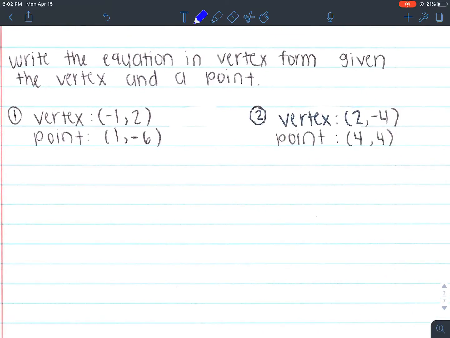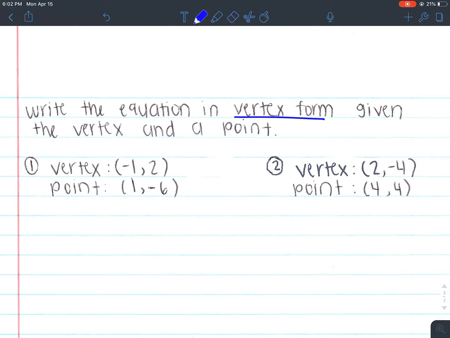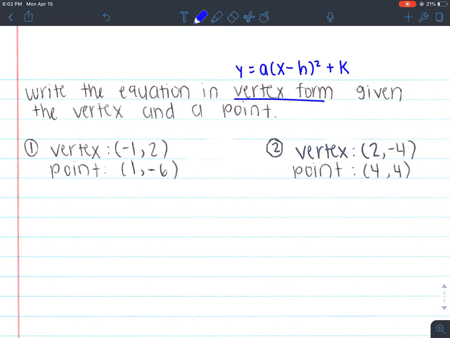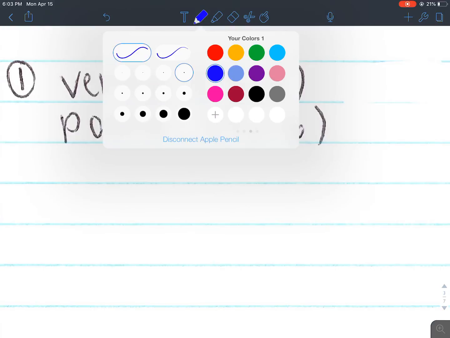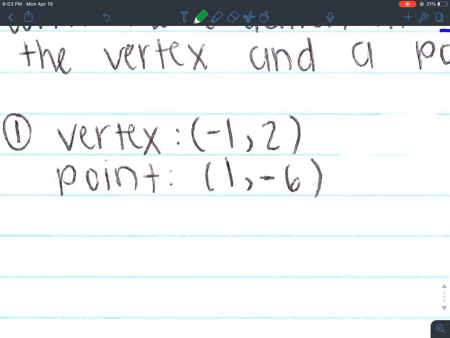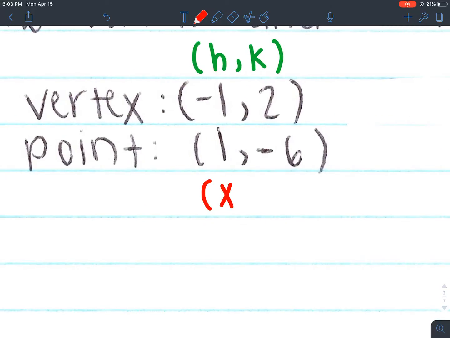All right, so we need to go and write the equation in vertex form. Now, vertex form, again, is this up here. A times x minus h squared plus k. So we're given a vertex and a point on the parabola. Now, what is a parabola? That's the U shape created by our quadratic function. Okay, now vertex is represented by what 2 letters? H, K. And a regular point, any point, is represented by x and y.